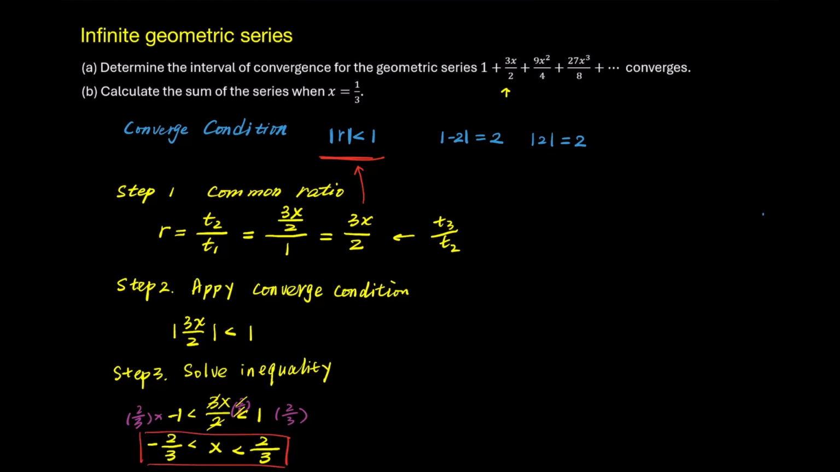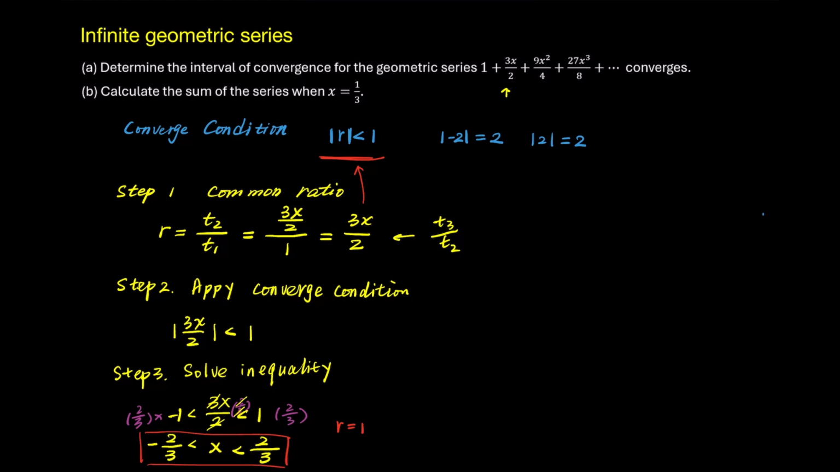This inequality tells us the range of x for which our geometric series will converge. So as long as x is strictly between negative 2 over 3 and positive 2 over 3, our infinite series will have a finite sum. If x is equal to either of these two endpoints, the absolute value of the common ratio will become 1. And then the series will start diverging, and we won't be able to get a finite sum.